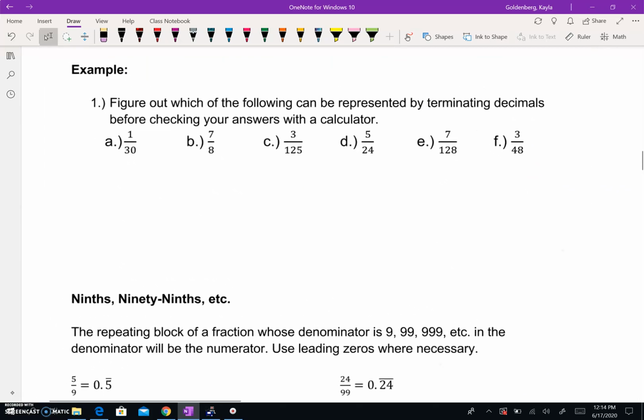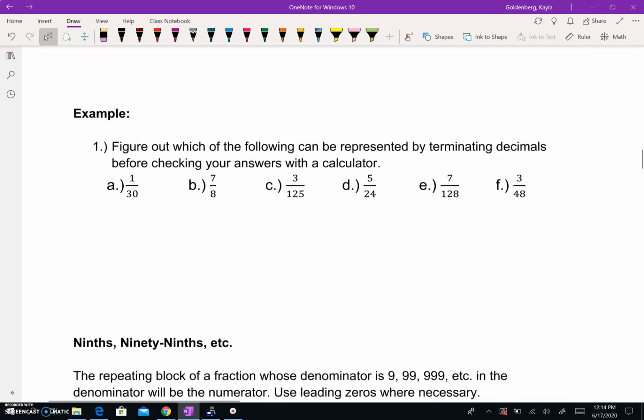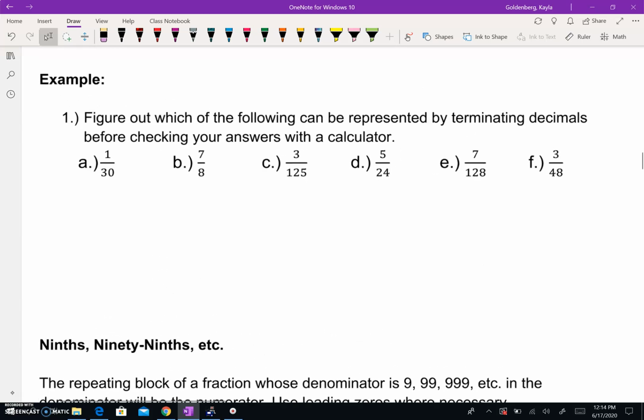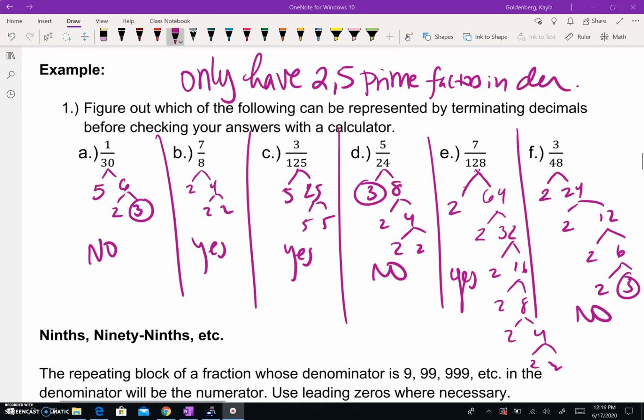Okay. So figure out which of the following can be represented by terminating decimals before checking the answer with a calculator. So using that general rule that we saw on the last page, go ahead and pause the video, work through, unpause to check your answers. Okay, so there are your answers.